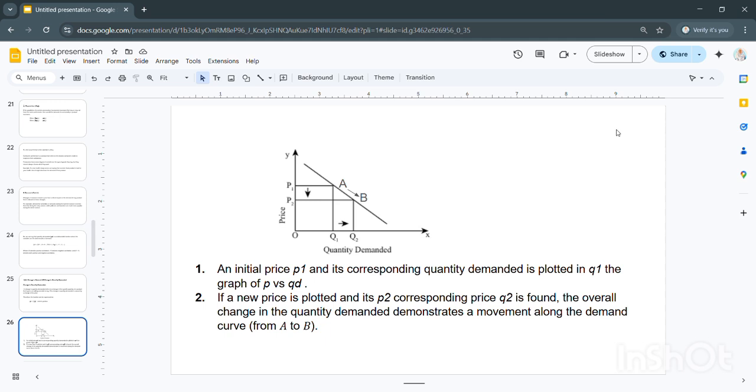Now we will discuss this graph. Here, P1 is price 1, P2 is price 2, Q1 is quantity demanded 1, and Q2 is quantity demanded 2. We can see price is dropped from P1 to P2, and quantity demanded is increased. So we can say an initial price P1 and its corresponding quantity demanded Q1 is plotted in the graph of P versus QD. If a new price P2 is plotted and its corresponding quantity Q2 is found, the overall change in the quantity demanded demonstrates a movement along the demand curve, which is from A to B.